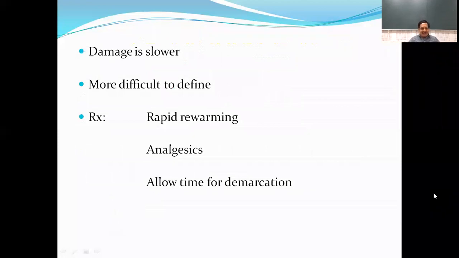Fortunately, damage is slower, more difficult to define, not as acute as a thermal injury. Basically, what we do is you give rapid rewarming, give analgesics, and give time for demarcation between viable and non-viable tissues. That you have to wait. Non-viable tissues, you have to excise. Viable, just save as much as possible.